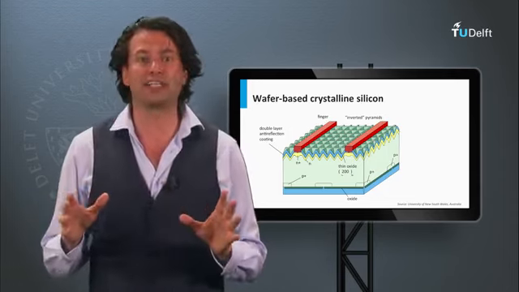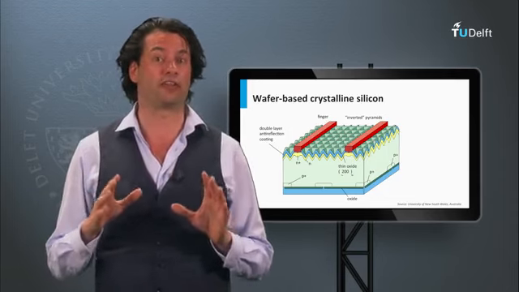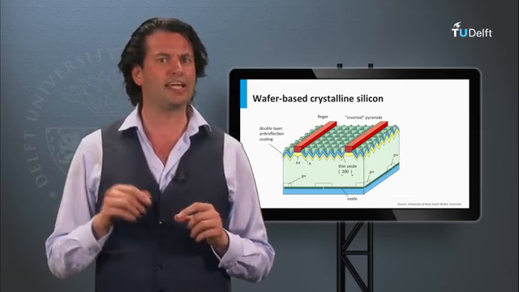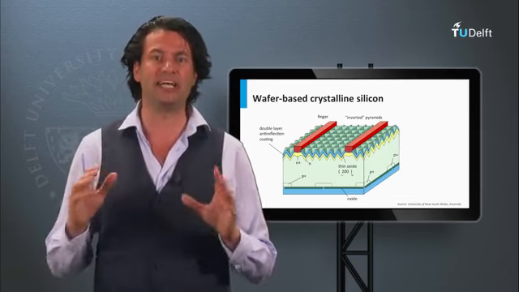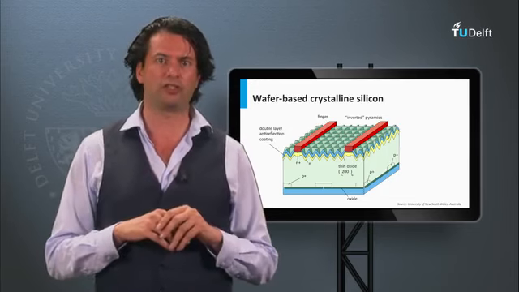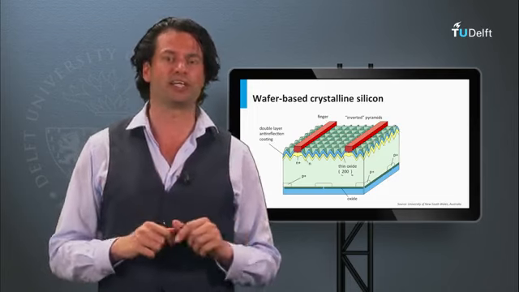Next to categorizing the PV technologies in the 3 generations, we indicate the various PV technologies based on the semiconductor material used as absorber layer in the solar cell.